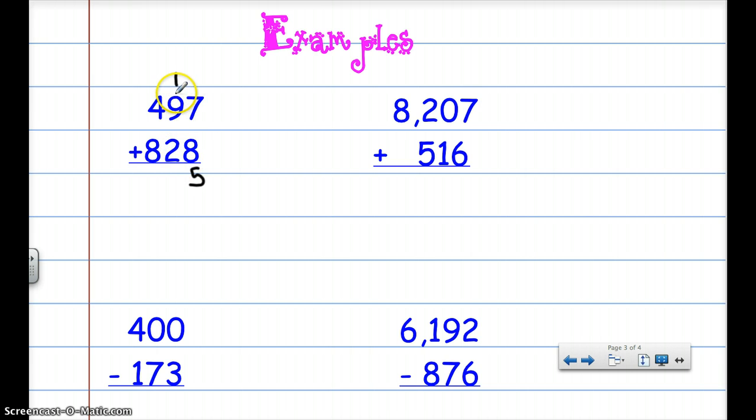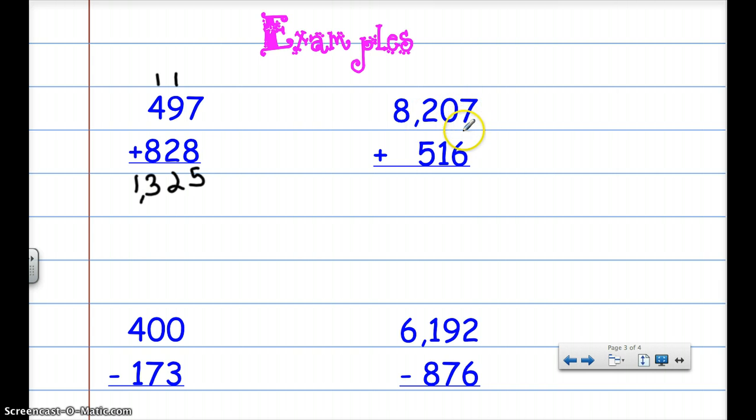On this one, I'm going to make a group of 10 because 9 plus 2 plus 1. Well, 1 plus 9 is 10. Plus 2 is 12, and then I'm going to carry the 1. Now, for 8 plus 4, you can always do 8 plus 1 is 9, and 9 plus 4 is 13. So my answer for this problem is 1,325.